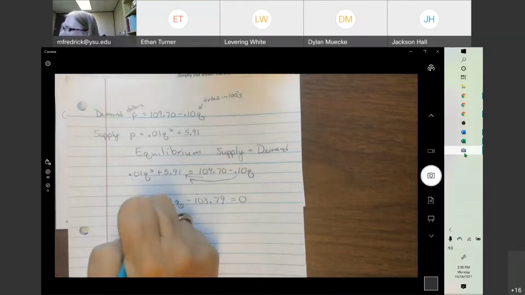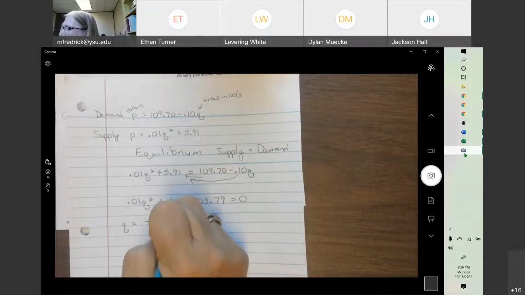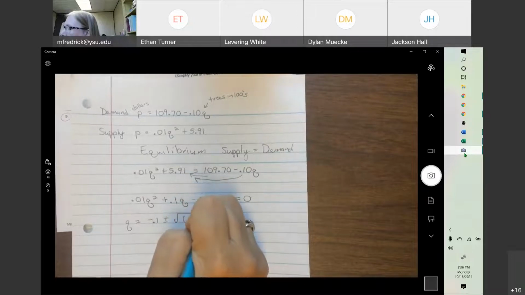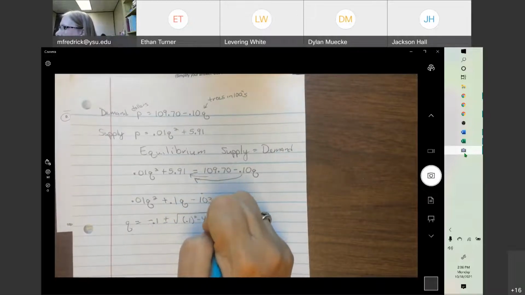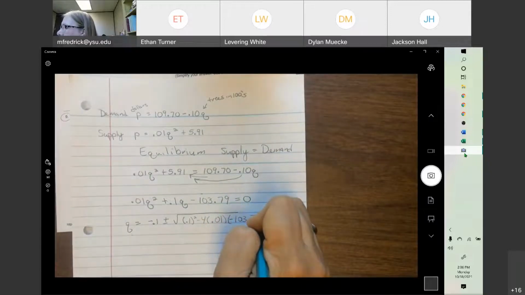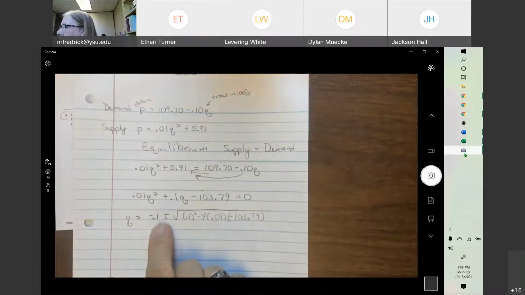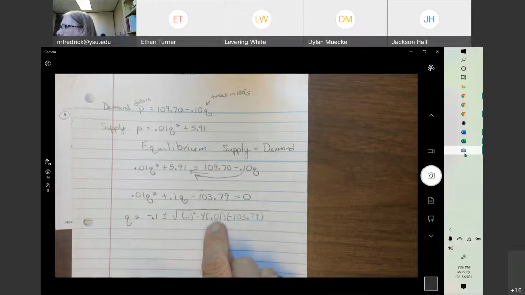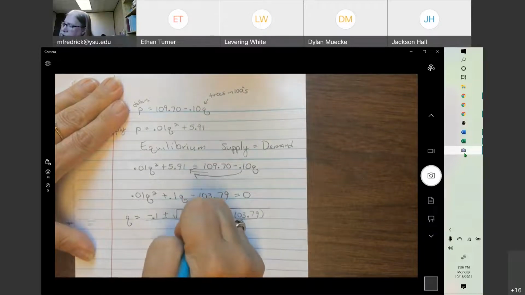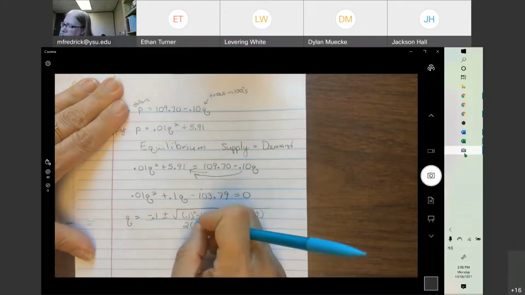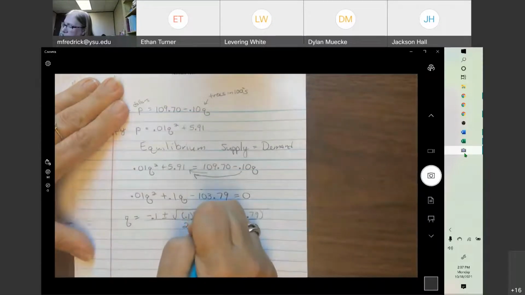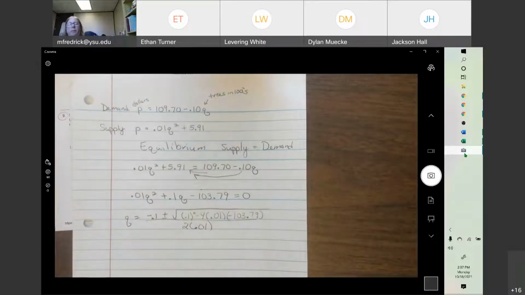Using the quadratic formula, negative 0.1 plus or minus the square root of 0.1 squared minus 4 times 0.01 times a negative 103.79. So negative b plus or minus the square root of b squared minus 4ac all over 2 times a. Any questions?